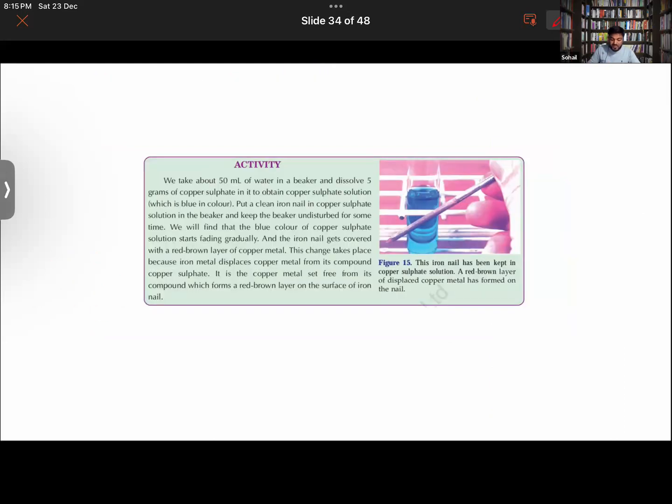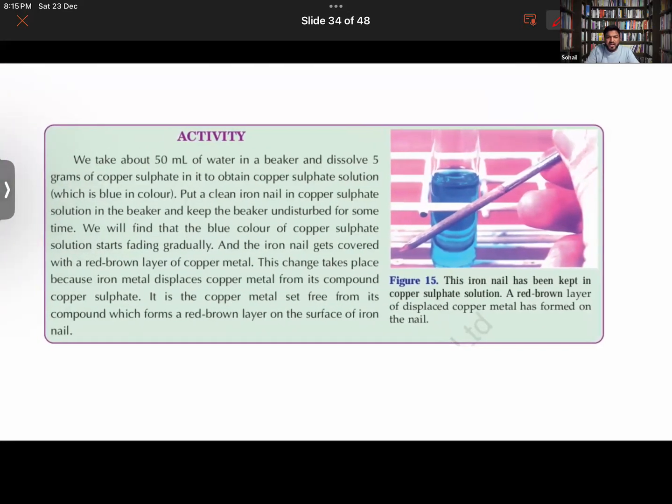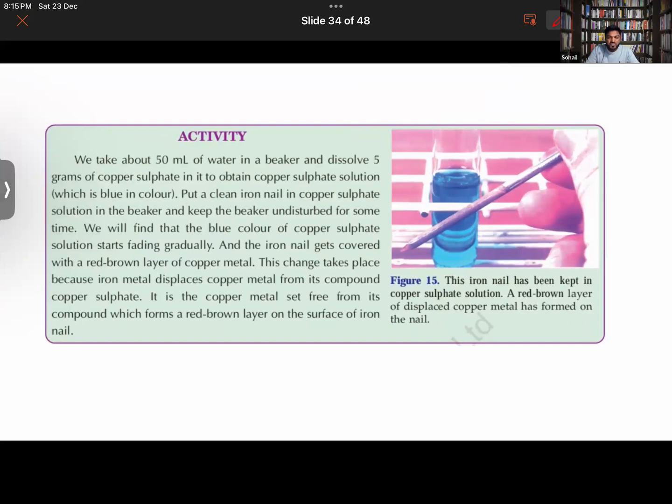See, yes sir, this beaker is blue in color. The liquid inside this beaker is the copper sulfate solution. So copper sulfate solution की color blue होती है, right? And we dipped an iron nail in it. So what happened? Out of the two, which is more reactive? Iron. Iron is more reactive. So iron was replacing copper from it, and hence copper was being deposited over the iron nail. Copper का deposition हो रहा है iron nail के ऊपर.